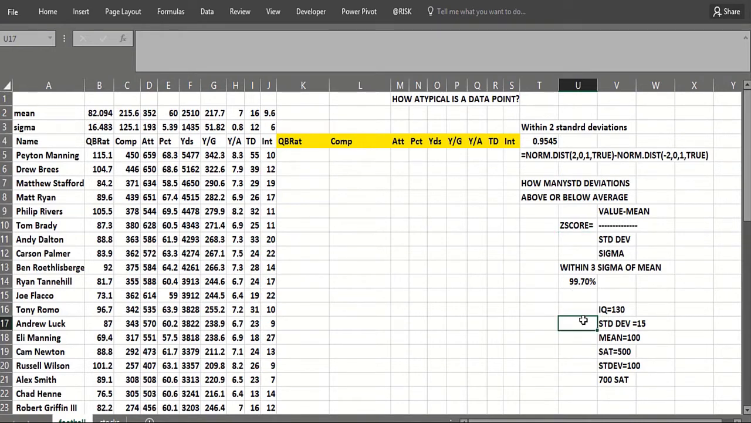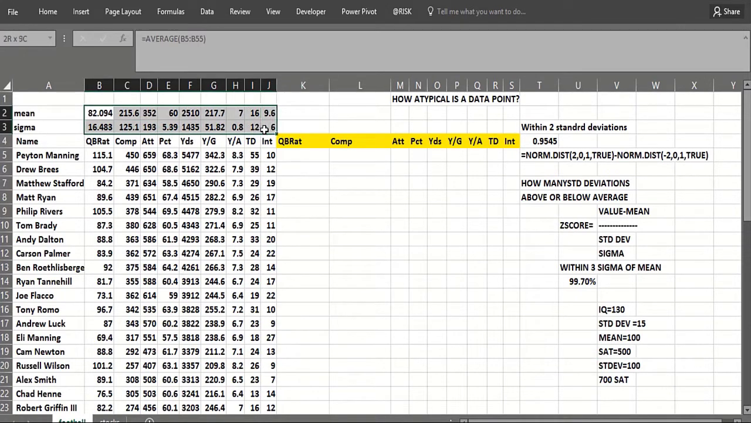So, some examples. IQs have a mean of 100, standard deviation of 15. If your IQ is 130, you're 2 standard deviations above average. That would be your z-score. SATs used to have a mean of 500, standard deviation of 100. So a 700 SAT would be 2 standard deviations above average. So basically a 700 SAT and a 130 IQ are above average to the same degree, even though the SAT is 200 points above average and the IQ is 30 points above average.